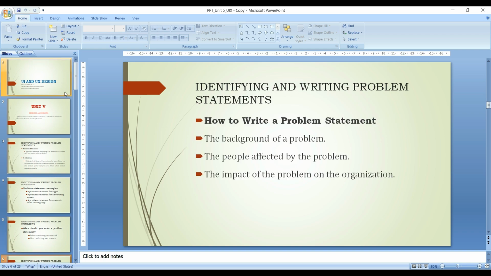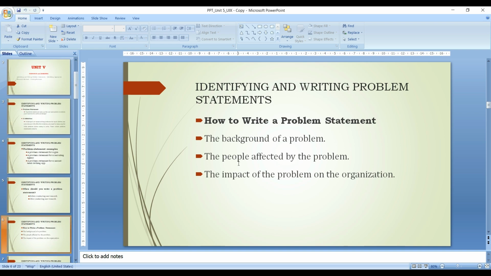So how to write a problem statement? First thing, we have to understand the background of the problem. So what is the background? Where they are, where the particular gym is going to be located, why they are starting the gym in that particular place. What are all the specific things that made the user open a new gym in that particular place? The background you should analyze.